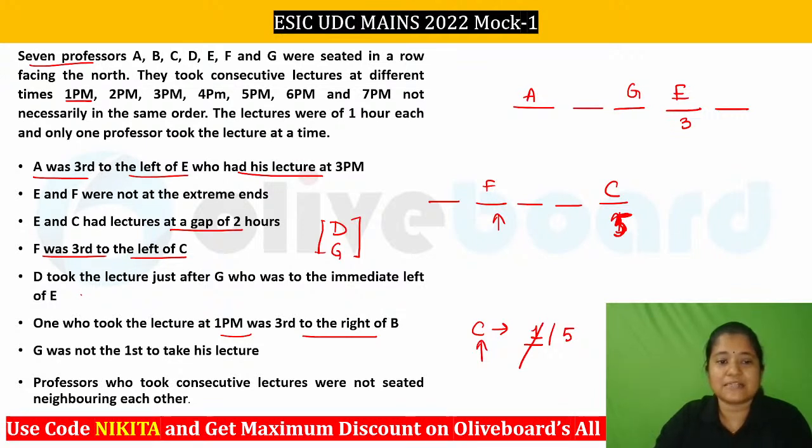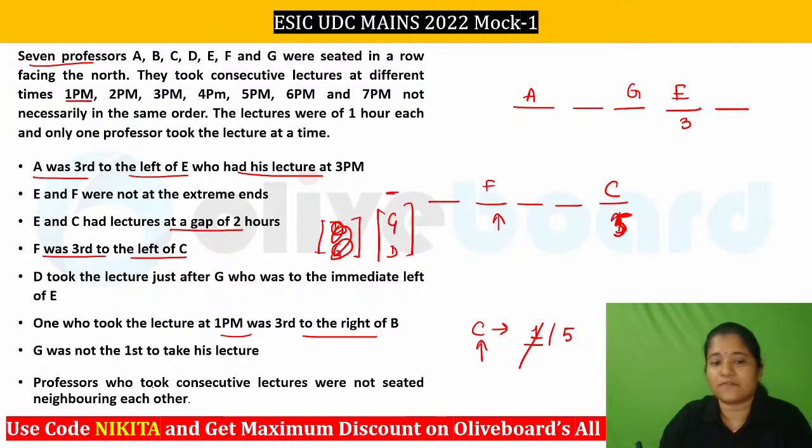Now after that, it is given that D took the lecture just after G. G was immediate left of E. That is already done. Now it is given G was not the first to take the lecture. Okay, so G was not the first to take his lecture. So we will check that out, right? So D took the lecture just after G. So ye ulta likh diya hai. So G and D will be like this. Okay, and G was not the first person. That means at least one person has to be there before G as well.